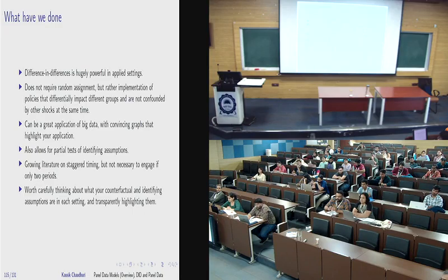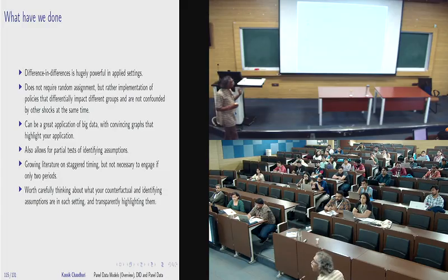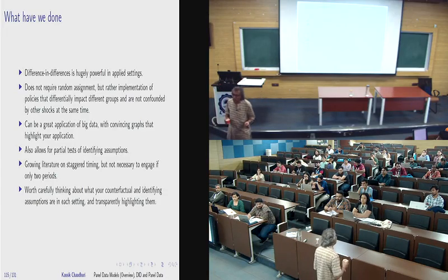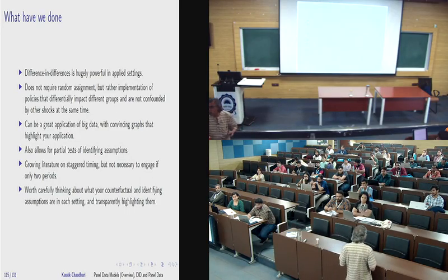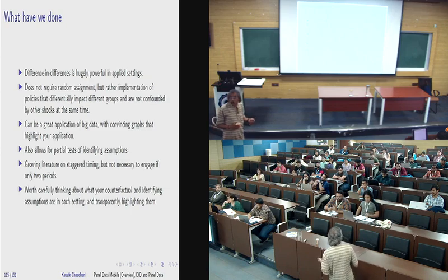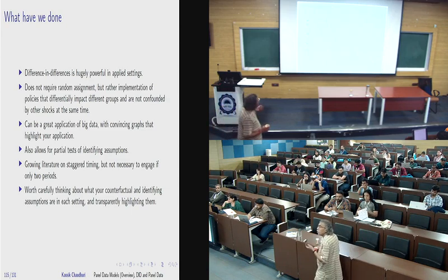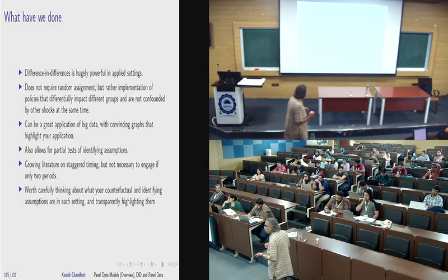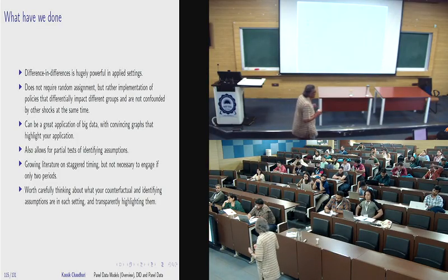Clear? And then I can think of partial test of identifying assumption, growing literature on staggered timing, but not necessary to engage if only 2 periods. 2 periods, there is no point of doing staggered, right? If you have more than 2, at least 4, 5, 6 periods, then it makes sense definitely to do the staggered setting. Okay? Think about what your counterfactual, identifying assumption in each setting, and then highlight them.